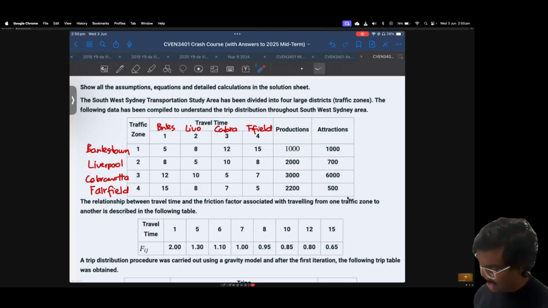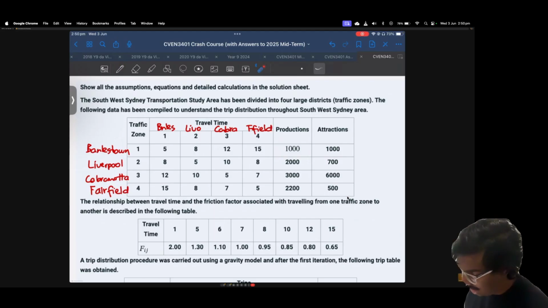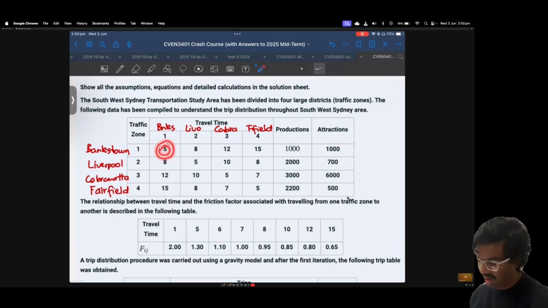Okay, so what this is saying, obviously it's not going to actually be accurate, is that to drive from one part of Bankstown to the other on average takes 5 minutes. To drive from Bankstown to Liverpool takes 8 minutes. To drive from Bankstown to Cabramatta takes 12 minutes. To drive from Bankstown to Fairfield takes 15 minutes. Okay, to drive from Liverpool to Bankstown takes 8 minutes. You get the idea, okay?